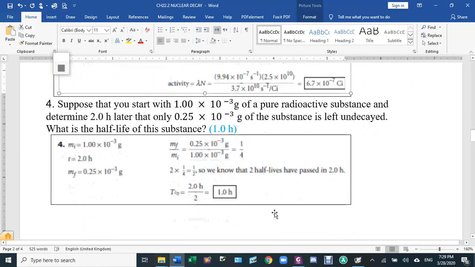Number 4, suppose that you start with 1 multiplied by 10 power minus 3 gram of a pure radioactive substance, and determine 2 hours later that only 0.25 multiplied by 10 power minus 3 gram of the substance is left, the rest having decayed. What is the half-life of this substance? You have to get 1 hour.